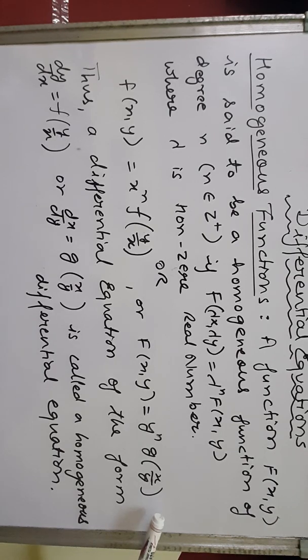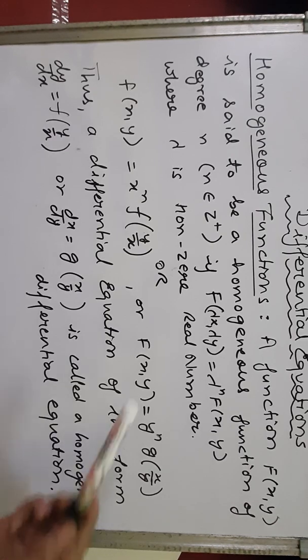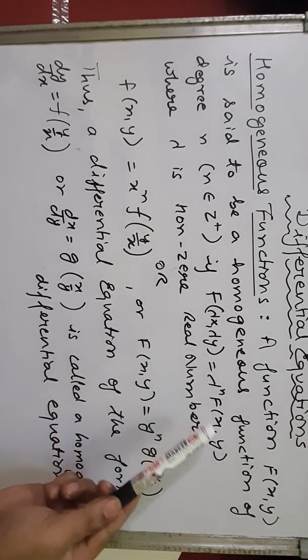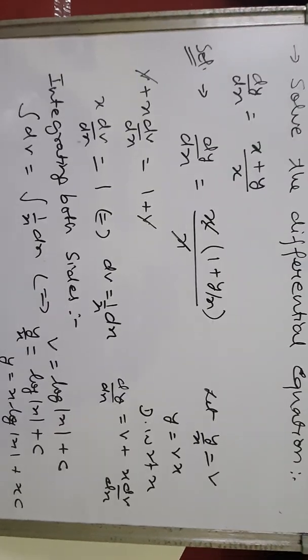Now from here we can conclude that a differential equation of the form dy/dx equals f(y/x) or dx/dy equals g(x/y) will be called a homogeneous differential equation. Now here a function is used, that's why this is called a homogeneous function. So here a derivative is used, derivative with respect to x, derivative with respect to y, then it will be called a homogeneous differential equation. Alright children, please note down.